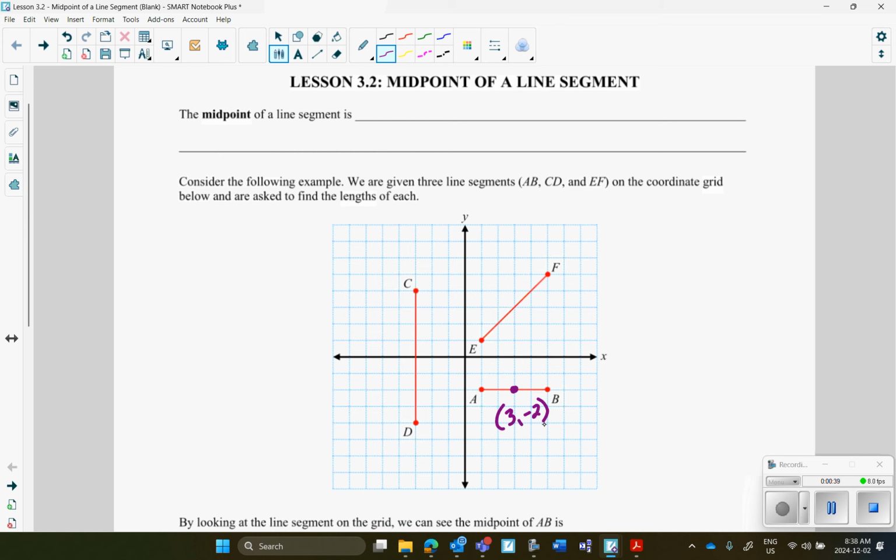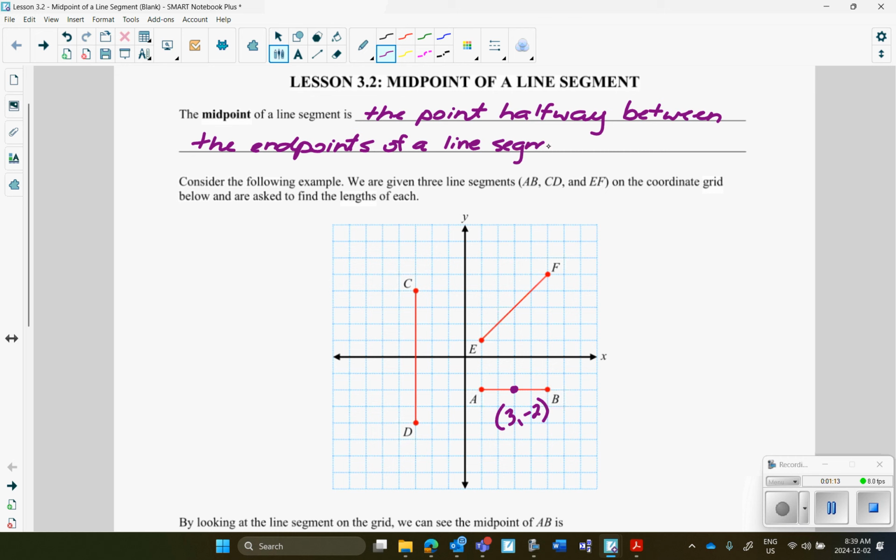So we can say that the midpoint of a line segment is the point halfway between the endpoints of a line segment. Notice it's line segment, not a line.